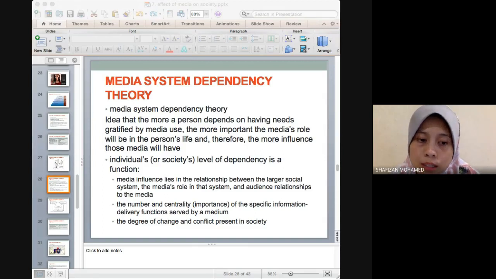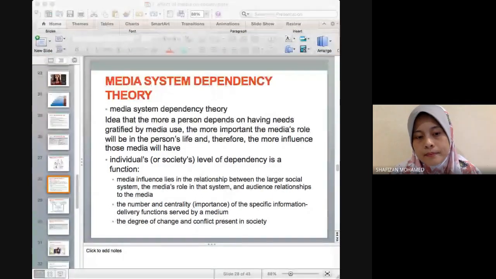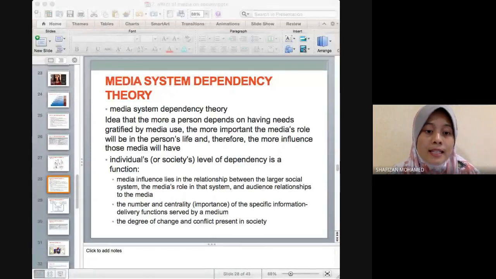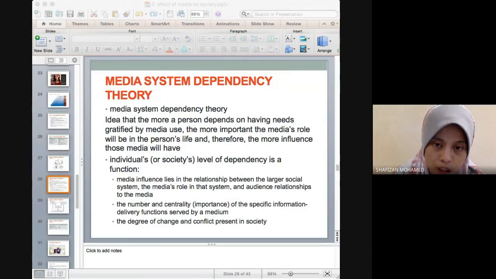So according to this theory, how dependent we are on the media is not an automatic relationship. It depends on a larger social system. Can you follow? Probably now, as a student, you are more dependent on the media, on the technology, than you were 6 months ago, than you were last year, because 2020 has pushed you to become more technologically dependent. Online class, online exam, online quiz.